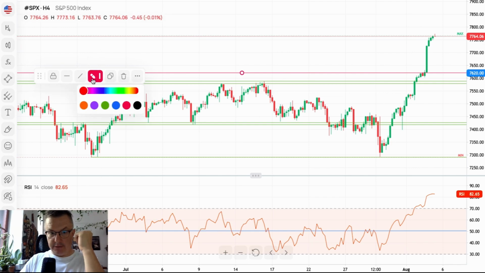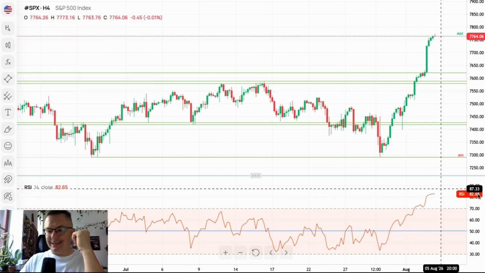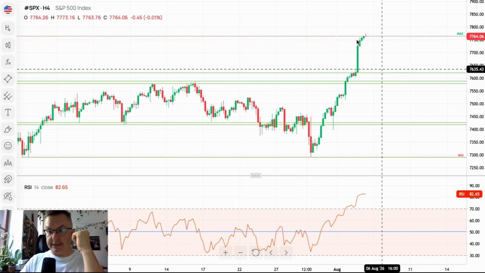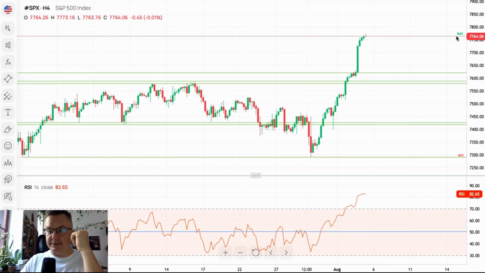New swing high, new all-time high. Nevertheless, please be careful with profit taking and some sort of the test of the breakout towards 7,700, 7,620. Right now 7,765 is the current level of the S&P 500. Well, the next target 8,000.